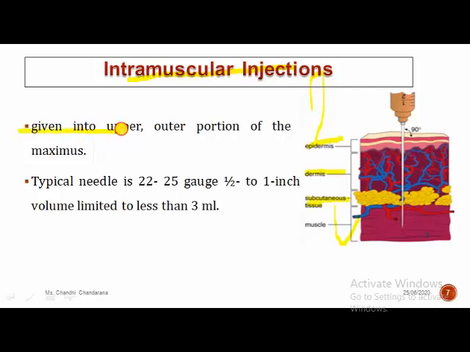It is given into the upper outer portion of the gluteus maximus, and this location is for adults. In adults you can give the intramuscular injection in the gluteus maximus, but in children you have to give this type of injection into the deltoid muscle. You can see here the location of the injection, and this is the angle. It is given at a 90-degree angle.